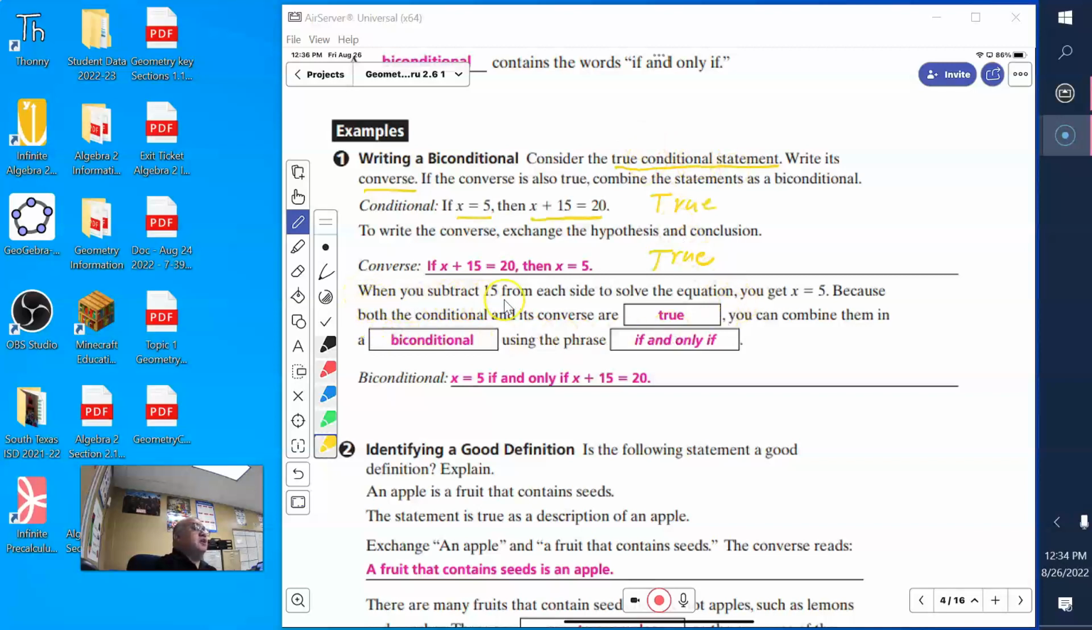It says when you subtract 15 from both sides to solve the equation, you get x equals 5. Because both the conditional and its converse are true, you can combine them in a biconditional using the phrase if and only if. So if and only if combines the two phrases to make a biconditional. x equals 5 if and only if x plus 15 equals 20. So that's saying that you can go in both directions, okay? And that is a biconditional.